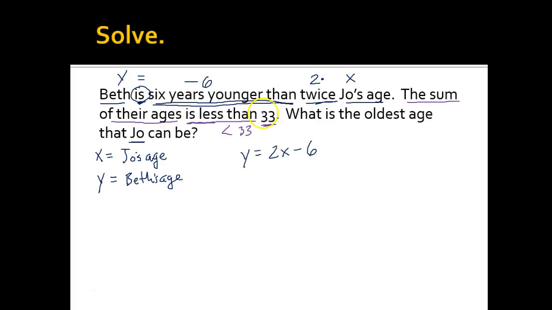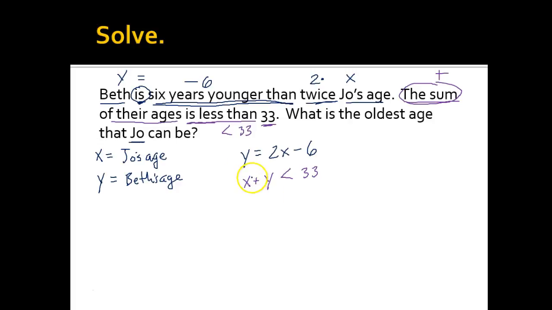Their ages are x and y, and the sum means addition. So what are we adding? Their ages, x and y. So we'll write the sentence like this. X plus y, the sum of their ages, is less than 33. And wouldn't you know it, we have two equations. Oh, wait a second. One of them is not an equation. It's an inequality. That's okay.